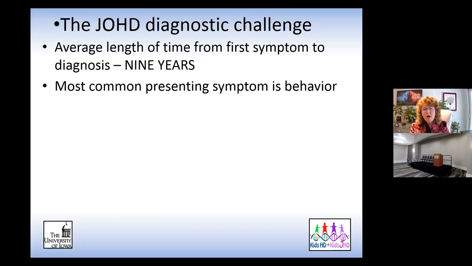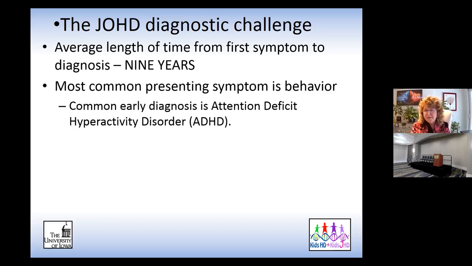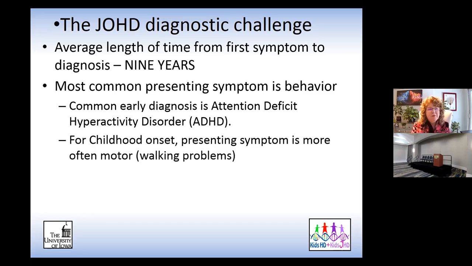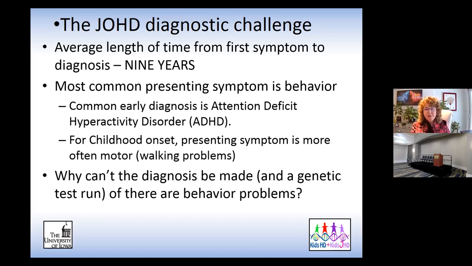The most common presenting symptom is behavior. And as I mentioned before, it's really common to have an early diagnosis of ADHD. For childhood onset, the presenting symptom is more likely to be motor. So for very early onset, presenting symptoms like walking problems are sometimes the first, rather than behavior. But oh my goodness, these families go for years with doctors telling them things like, Huntington's doesn't happen in children, or, this is not juvenile Huntington's because there are no motor signs. So it's really very difficult for families to walk through.